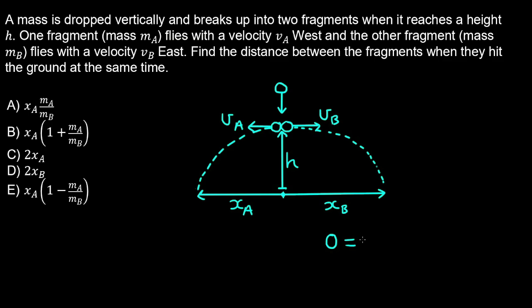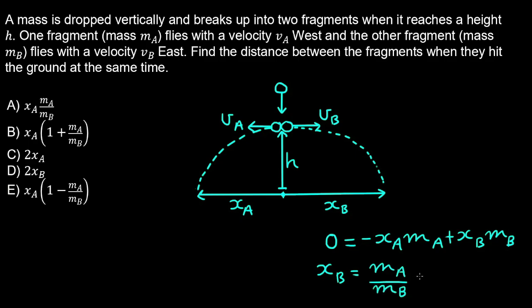And that's equal to minus xa by ma plus xb by mass b. So rearranging this equation, we can write xb as mass a on mass b multiplied by xa.